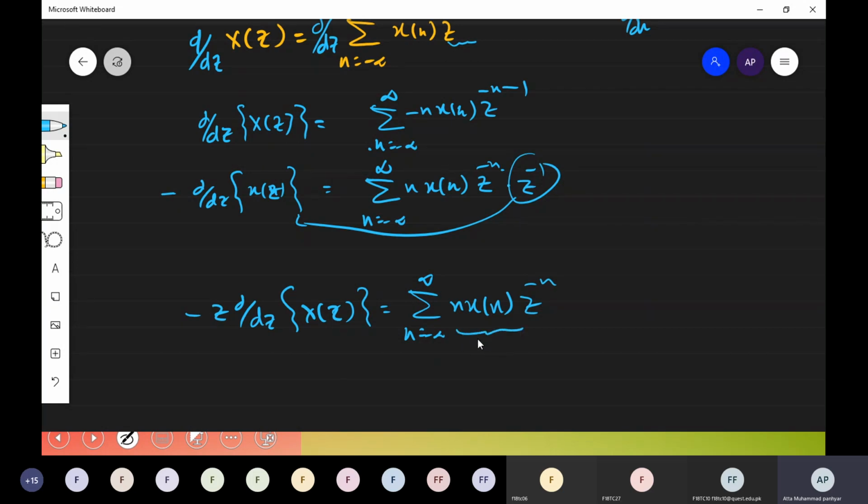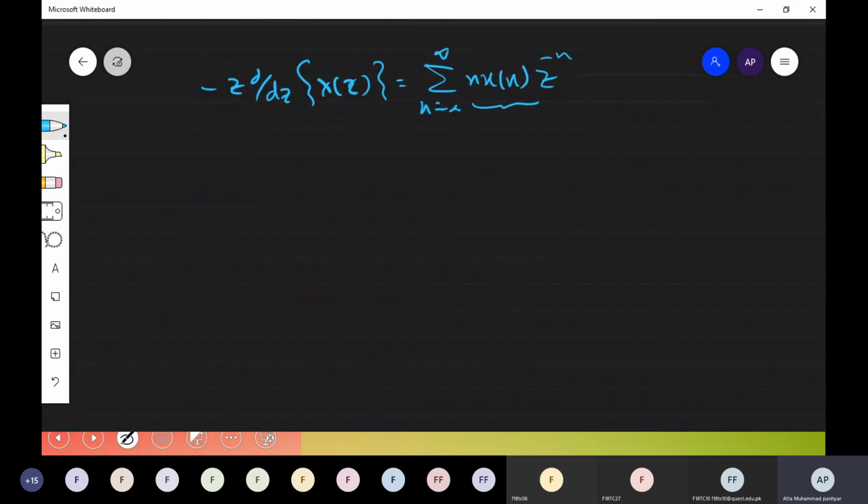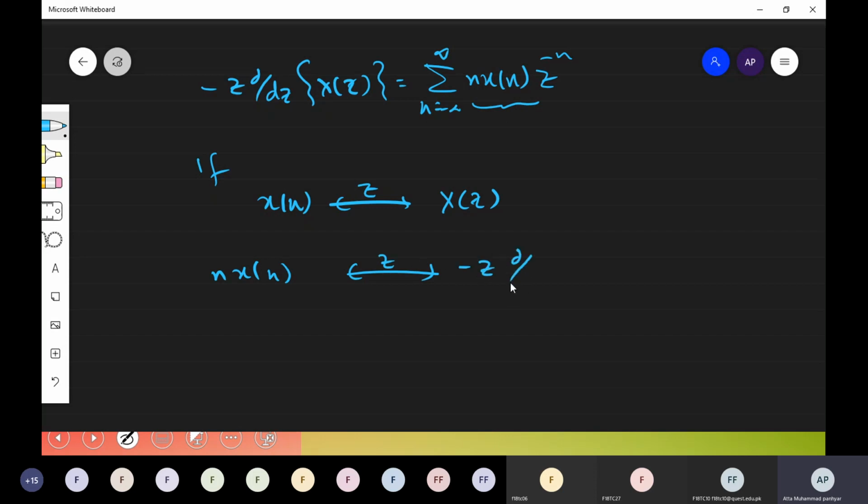Now you can see this is our input signal. So we can conclude from here that if x of n has z transform X of z, then n x of n has z transform equal to minus z d by dz of X of z, right?